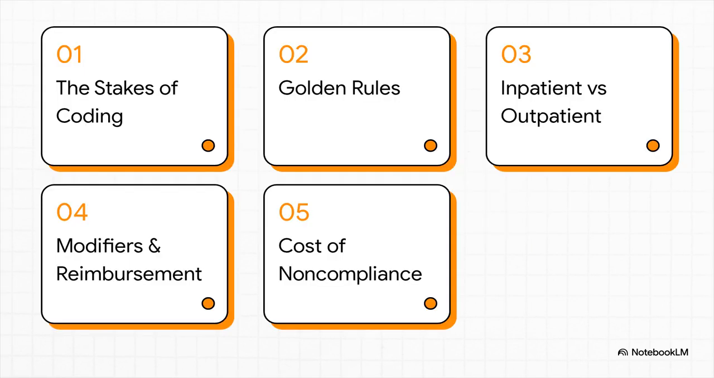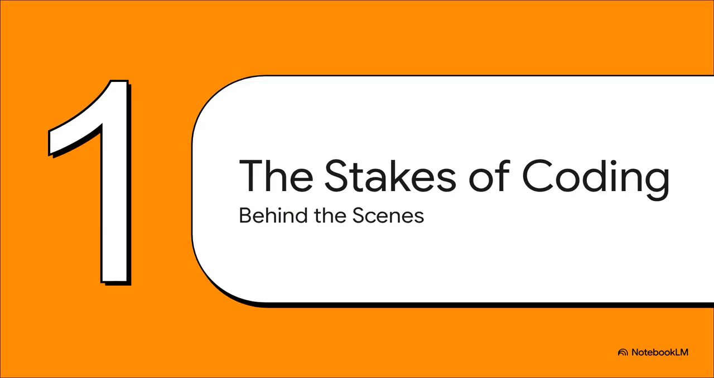Here's our roadmap for this explainer. We're going to cover: 1. The stakes of medical coding, 2. The golden rules of sequencing, 3. Inpatient versus outpatient sequencing, 4. Modifiers and maximizing reimbursement, and finally, number 5, the cost of noncompliance. All right, let's get into it.